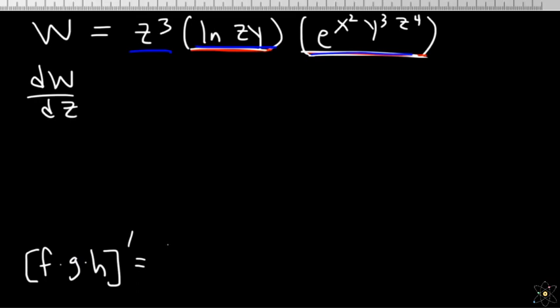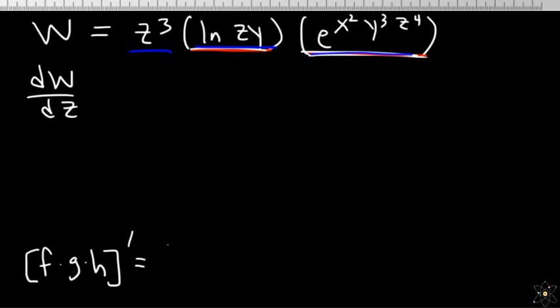So in this particular example, z to the third is basically f. ln zy is g, and h is the e raised to all of that stuff. So let's find f prime. That's going to be 3z squared times everything else, ln zy and e to the x squared y cubed z to the fourth, plus f, which is z to the third, times g prime.